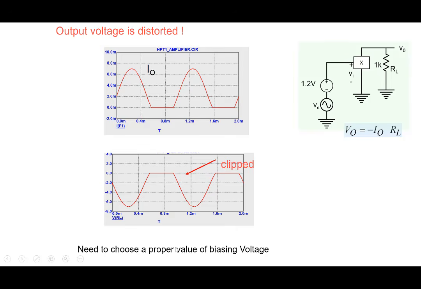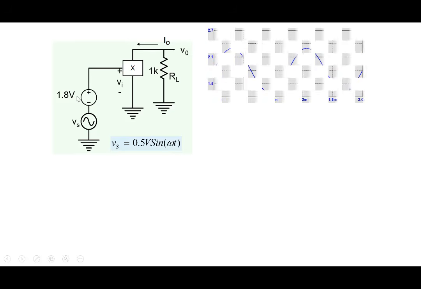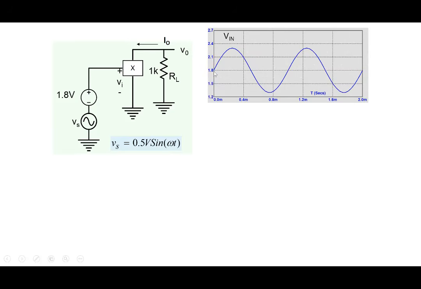All right, so we need to choose a proper value of biasing voltage here. 1.2 volt is not adequate. Somebody chooses 1.8 volt, realizing that you need to be away from the threshold point of 1 volt. With 1.8, with maximum 1.8 plus 0.5, you'll go to 2.3 here, and minimum 1.8 minus 0.5, you'll go to 1.3 here. And 1.3 is clear of the threshold point of 1 volt. So we are fine here.